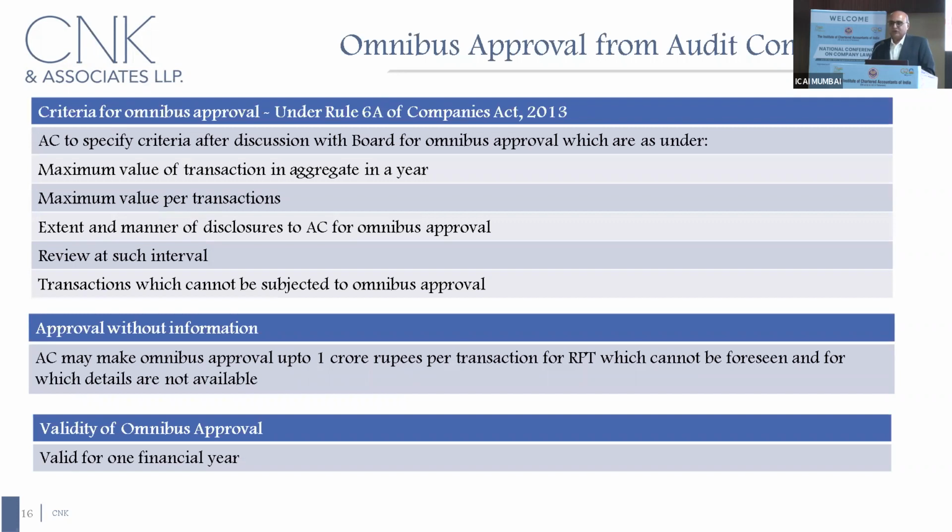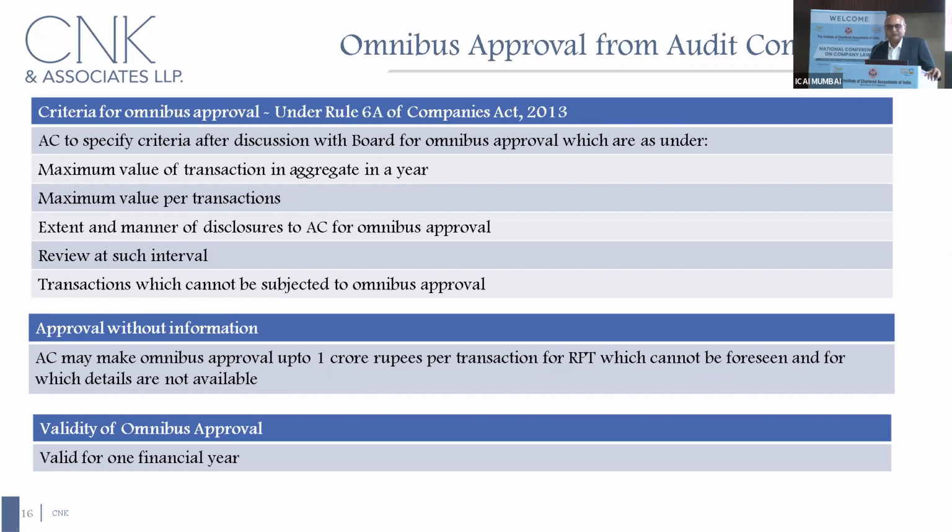There is also a provision of omnibus approval from an audit committee. This may not apply to each and every company, but every company which needs an audit committee, it could be even private companies above a size which need an audit committee. So if there is an audit committee, then you need an omnibus approval from the audit committee, and the AC, which means audit committee, has to specify the criteria after discussion with the board for which omnibus approval is sought: maximum value in aggregate per year per transaction, extent and manner of disclosure, review at what interval, transactions which cannot be subjected to omnibus approval, and so on.